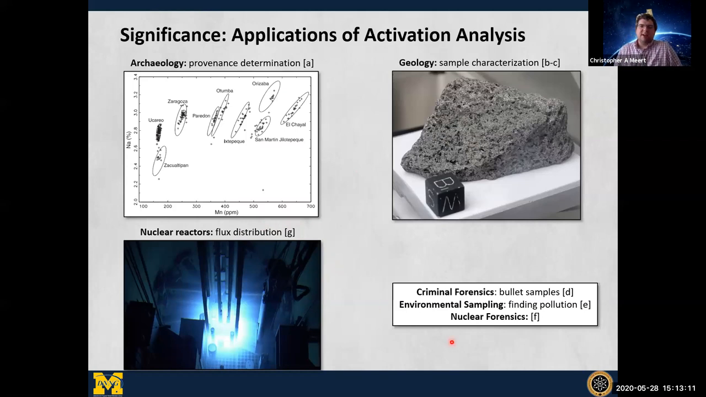There are a few more examples that I could not find great pictures for, but I wanted to list them. You can use this in criminal forensics, for example, looking at bullet samples or hair samples. Environmental sampling: if you want to find pollution, maybe track mercury in the environment, you can activate those samples and look at the composition. And also nuclear forensics: say you took environmental samples and wanted to look for uranium in the environment, or characterize a sample of uranium you found and determine where it was from, maybe you'd be able to do that. So this is a wide application, but it's all employed for the characterization of materials and samples.